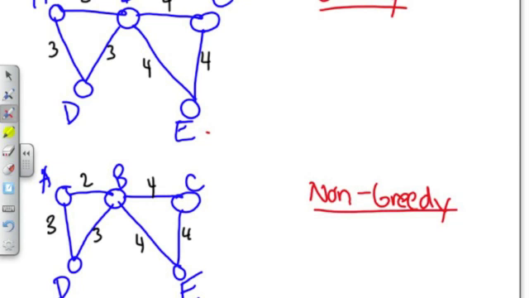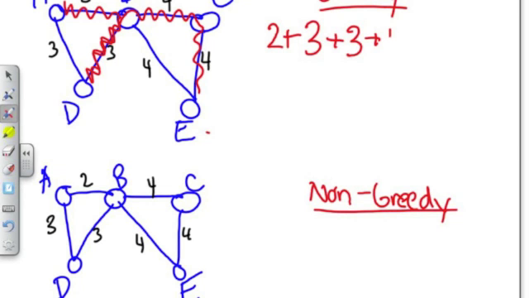To use the greedy algorithm to make it from A to E, we're going to go from A to B, then B to D, then D to B, B to C, and C to E. So what we had there was 2 plus 3 plus 3 plus 4 plus 4, which equals 16.